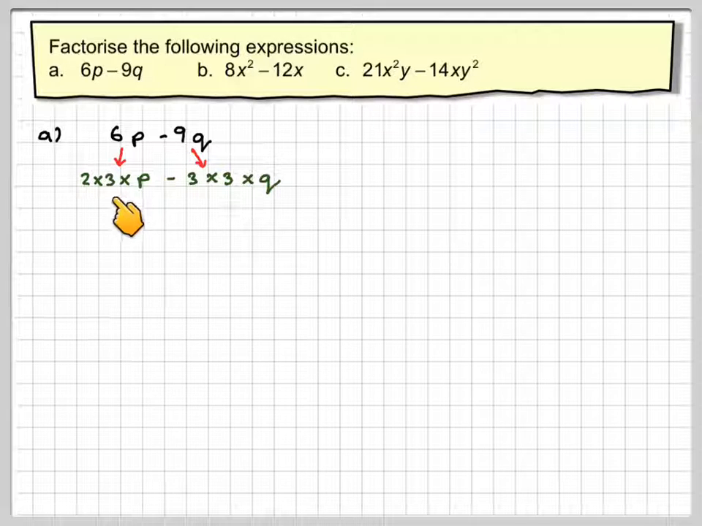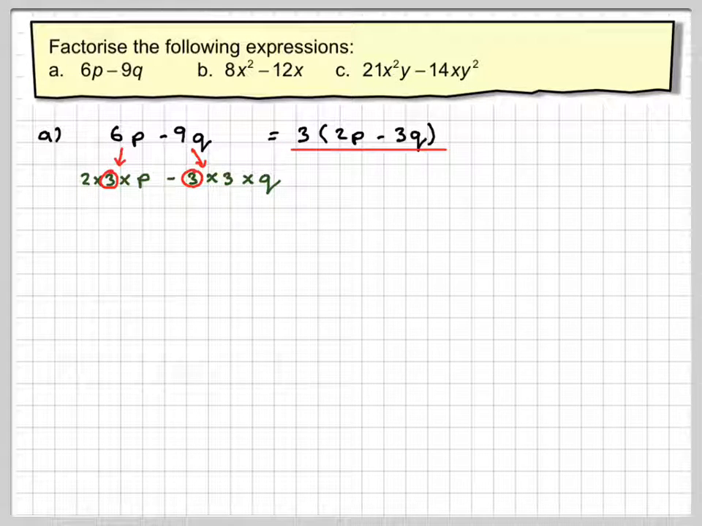Now in doing that, what you do now is look for anything which is common. So we've got a 3 here and a 3 here, so we can circle those. And then there's nothing else in common. We've got a 2 and a 3, that's not common, and a p and a q, that's not common. So there's only one common factor, which is 3. And what's left in the first part of the bracket is 2p. And then we've got a minus 3q. So 6p minus 9q is 3 brackets 2p minus 3q. So remember, factorising is the opposite of expanding brackets.